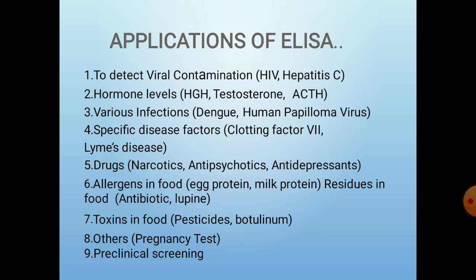Application of ELISA. ELISA is used to detect viral contamination like HIV, hepatitis C, or other hepatitis. It is also used to detect hormone levels. It helps in the detection of various infections like dengue and human papillomavirus. It also helps us to find specific disease factors like clotting factor and Lyme disease. It helps in the detection of drugs from blood, narcotics, antipsychotics, antidepressants.